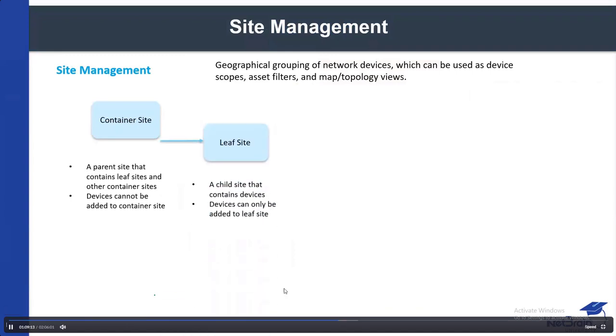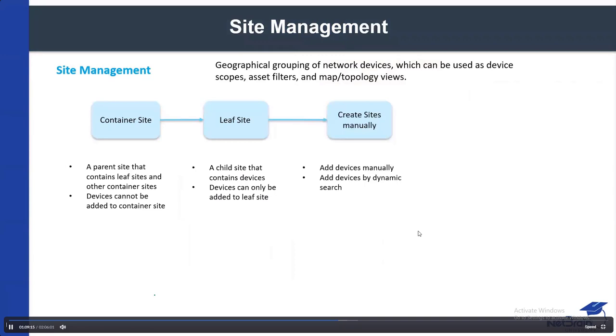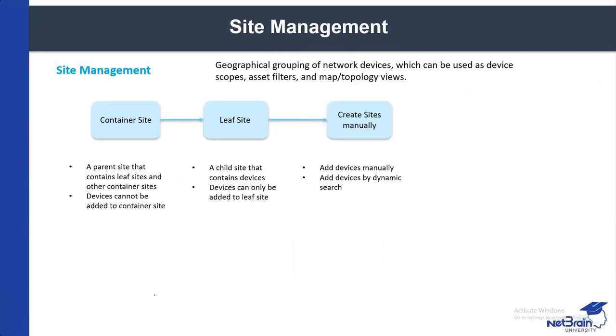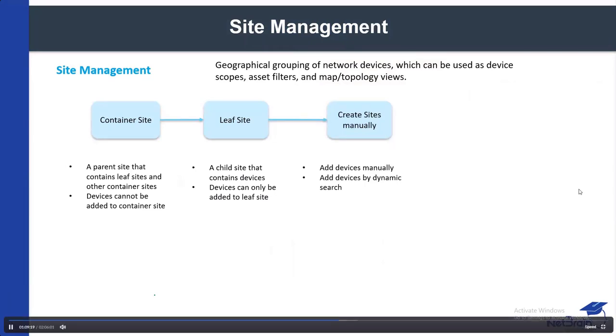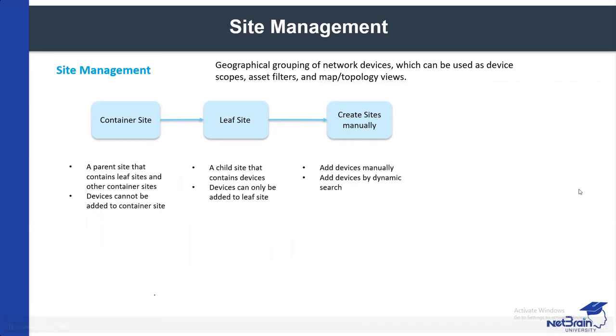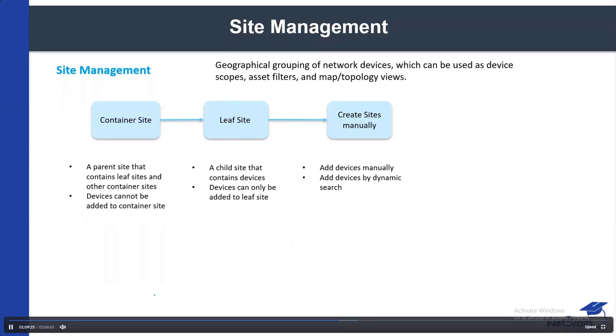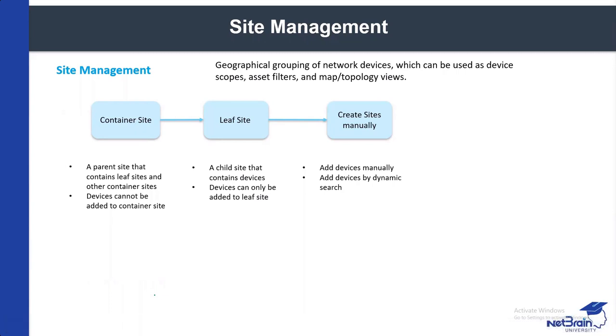Two types of sites. So what are sites? Sites are geographic groupings of devices, as you say here. They're logical groupings of devices based on geography. So a device can only belong to one site at a time. And there's actually two different types of sites. There's container sites, and these are for fleshing out the topology. The devices don't actually get assigned to a container site directly. Instead, they get assigned to a leaf site, which is where the devices actually live.